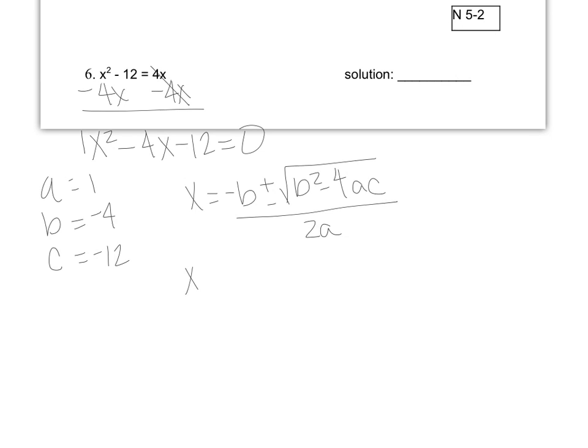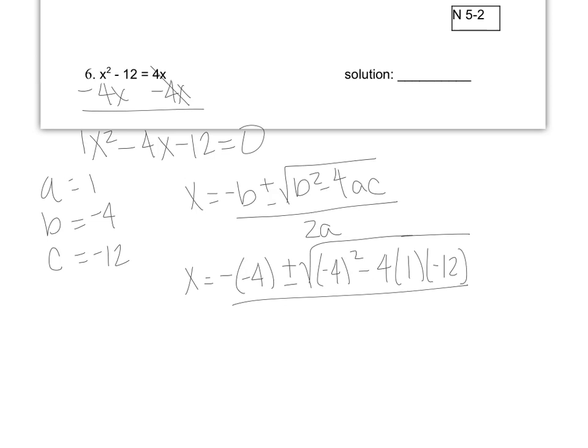Okay, so I have x equals, on your formula it's negative, and then b is negative 4, plus or minus the square root of negative 4 squared minus 4 times 1 times a negative 12 over 2 times a, which is 1.